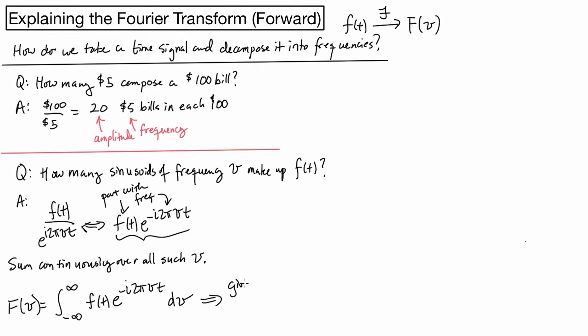This gives info about f of t's component frequencies, amplitudes, and phases. And as we talked about in the last video, those three things combined are what we need to restore the signal, but this process breaks it down because it basically takes f of t and divides out the frequency part.